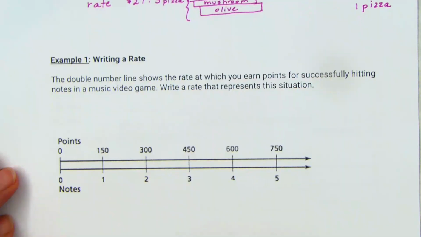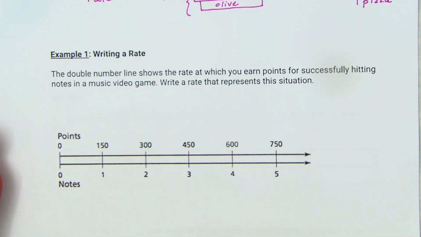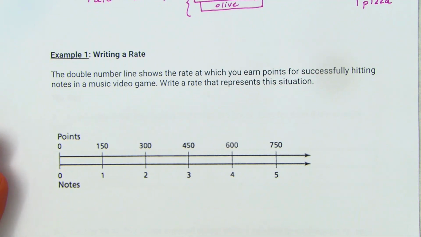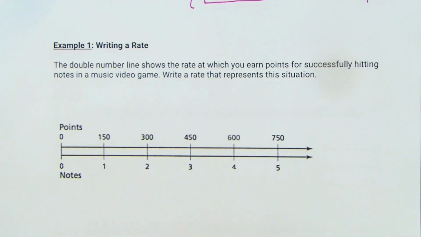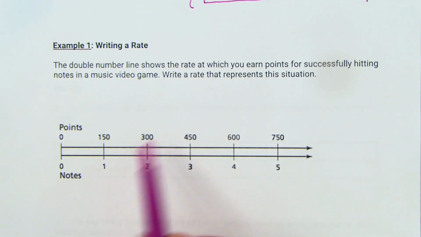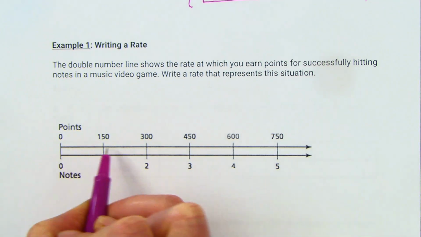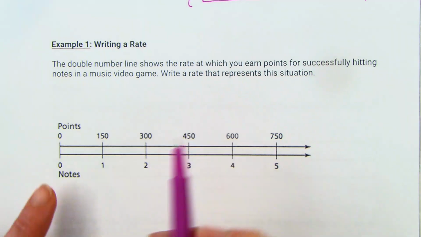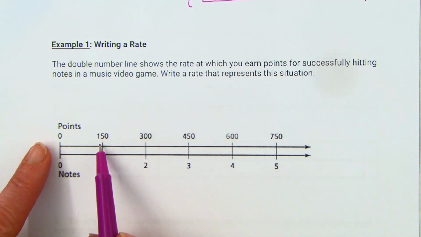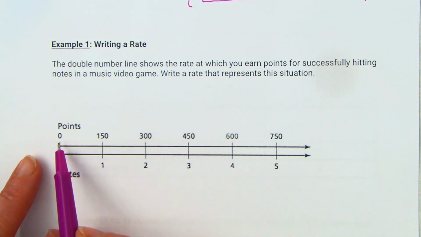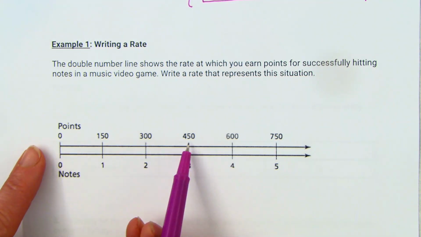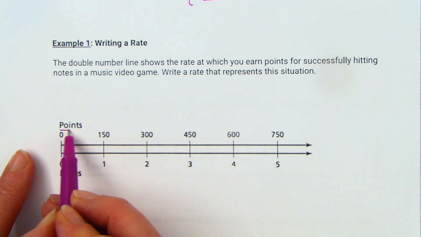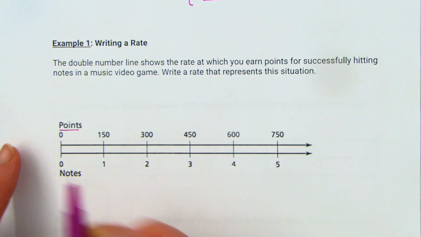We're going to look at a couple new strategies. We already looked at using a ratio table, and I love a ratio table, and you can also use it as a rate table too. That's my favorite strategy. But another one that we can use is the double number line. It shows the rate at which you earn points for successfully hitting notes in a music video game, right? So in one number line, we are counting by 150s. Both number lines start at 0, and on the top we are going by 150s. And notice that they have to put the units on, because when you're talking about rate, you have to have the units.